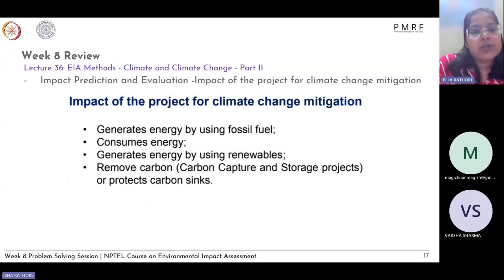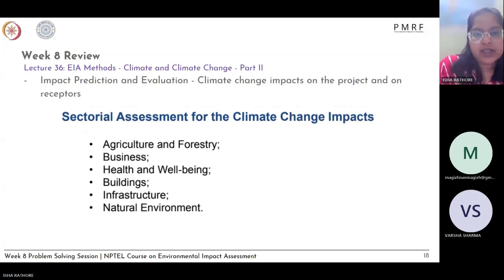Okay. Then we also looked at the impact of projects for climate change mitigation. So this can be done for projects which generate energy by using fossil fuel, which consume energy, generate energy by using renewables, remove carbon or carbon capture and storage projects, or protect the carbon sink. So basically, we want to mitigate the climate change effects. So we want to focus on more renewable energy usage and development of more carbon capture and storage projects, and protecting carbon sinks which are already there.